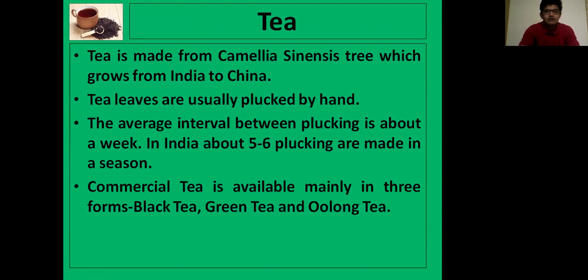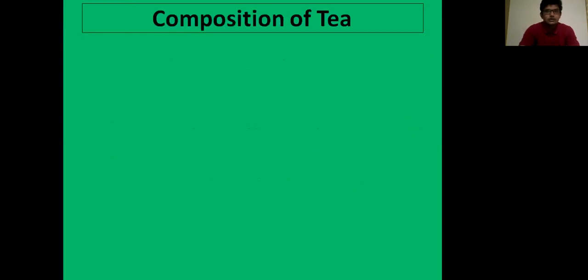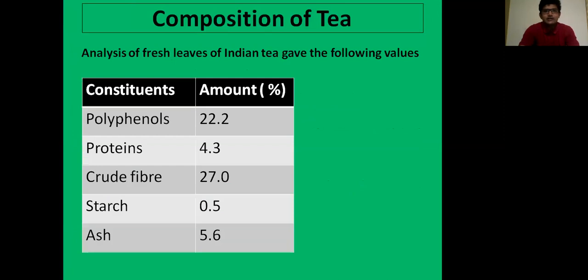Commercial tea is available mainly in three forms: black tea, green tea, and oolong tea. These three forms of tea differ only in the method of processing the tea leaves. So here is the composition of tea. Analysis of fresh leaves of Indian tea gave the following values. So these are the constituents and their corresponding percentage.